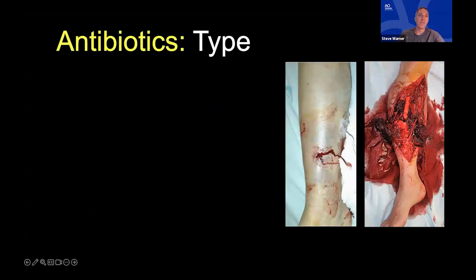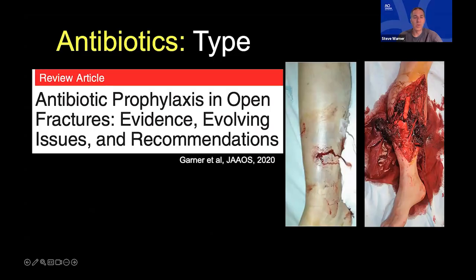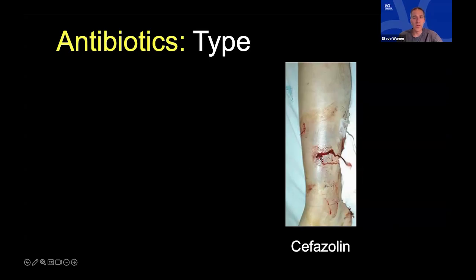So first, highlighting the antibiotics, and specifically we're looking at antibiotic type. This is a really nice recent review in the Yellow Journal by Dr. Matt Garner as the first author, looking at some principles of antibiotic prophylaxis in open fractures and how some of these recommendations have evolved. I think historically with an open tibia fracture like this, a type 1 open tibia fracture, the standard of care is oftentimes cefazolin.